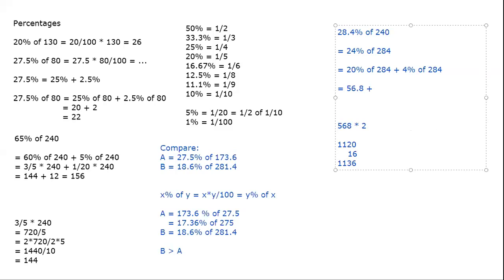560 times 2 is 1120. 8 times 2 is 16. Add it. Or if you are, let's say, not comfortable with 560, you do 500 times 2. That's 1000. 68 times 2 is 136. And add them. Whichever combination you can do, whichever is convenient.